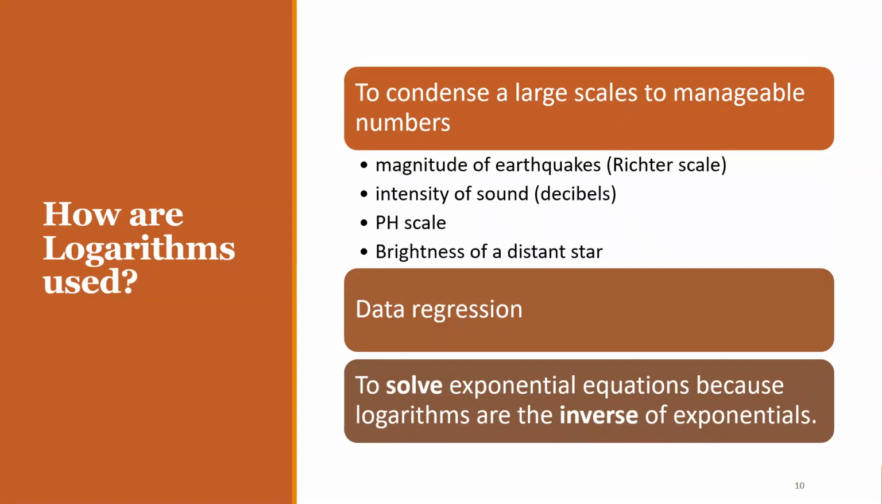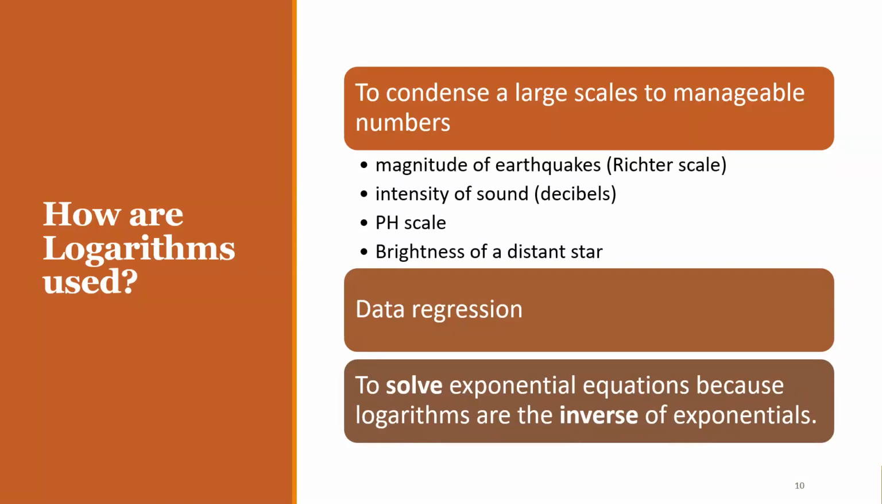The pH scale is another example, which is a measure of the hydrogen ions. These are numbers that are hard to work with, but we reduce it to a pH scale, which is numbers that are easy to work with. Another application would be the brightness of a distant star. Same idea, taking really, really big numbers and condensing them to numbers that are manageable. We'll see this as we look at the first three examples throughout the lecture this week.